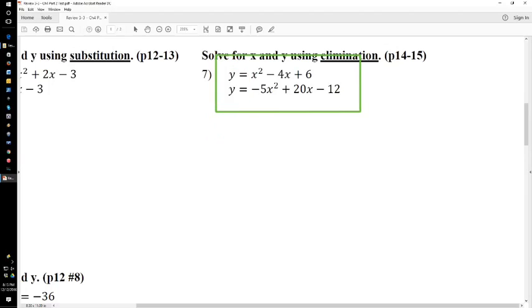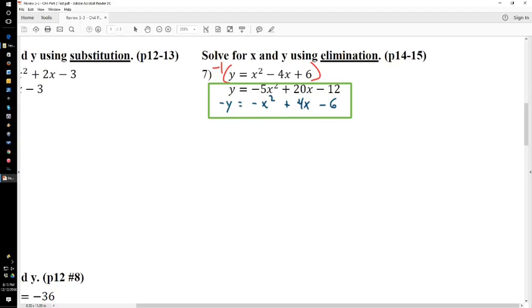So what I'm going to do is multiply the first one, multiply the entire thing by -1, and just distribute the whole thing across. So -1 times y is negative y, -1 times x squared is negative x squared, -1 times -4 is a positive 4x, and -1 times 6 is -6. And from here, I am going to add up these two equations.